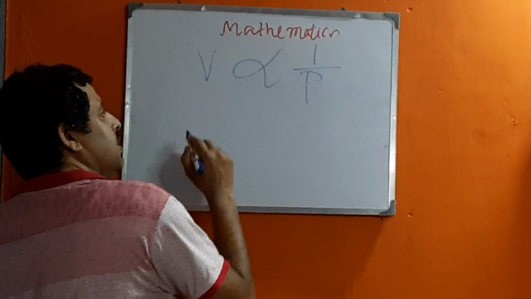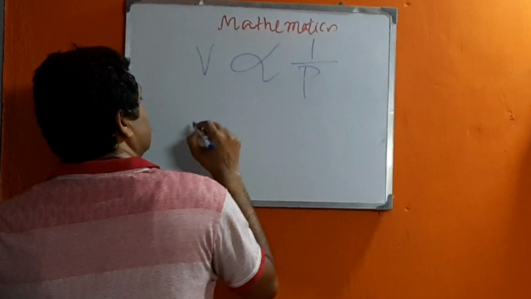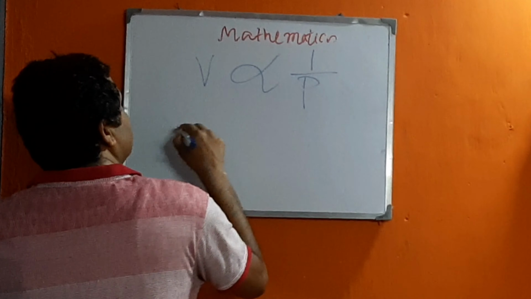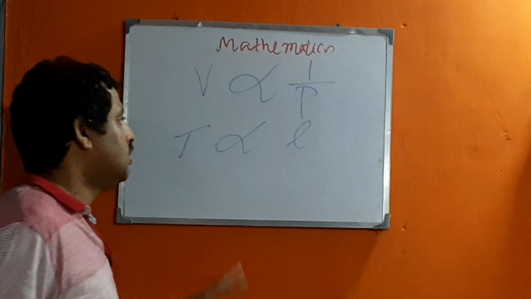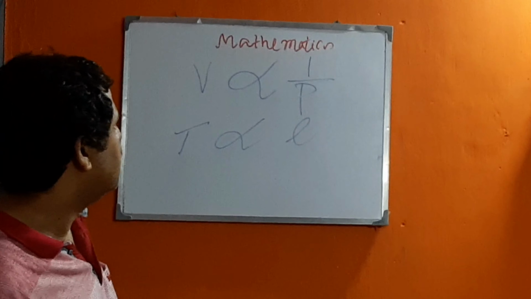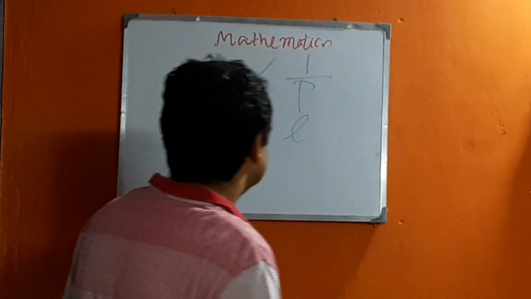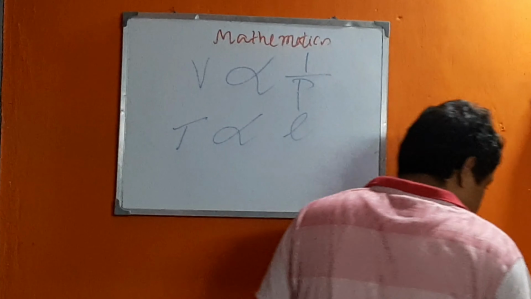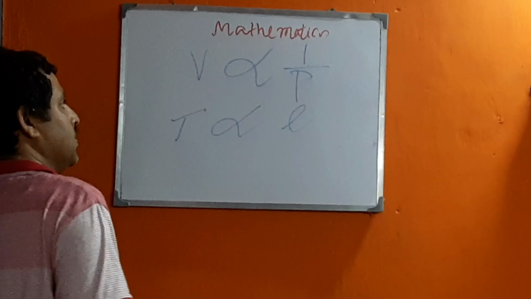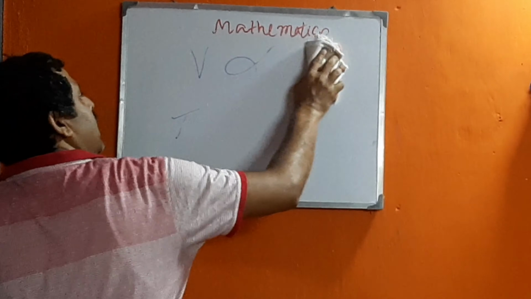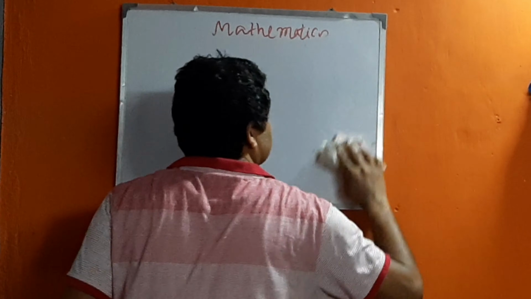The expansion of a length of a metallic plate is directly proportional to its length. So this shows direct proportion or direct variation, and this shows inverse proportion. Inversely proportional and directly proportional, that I will discuss in detail in my next classes.